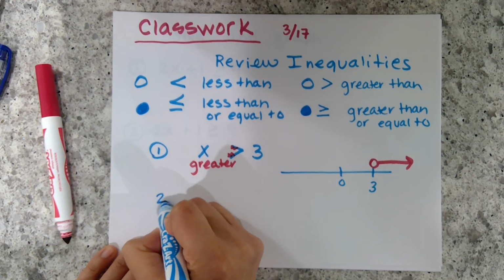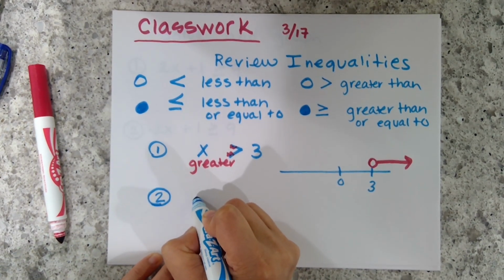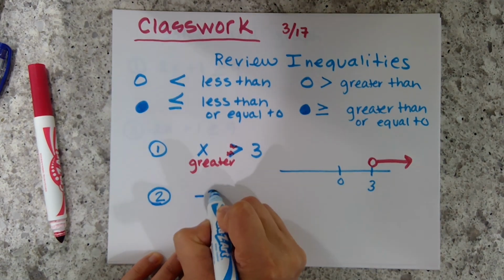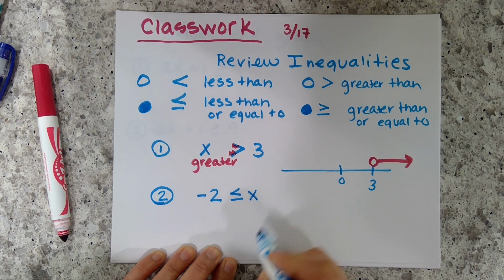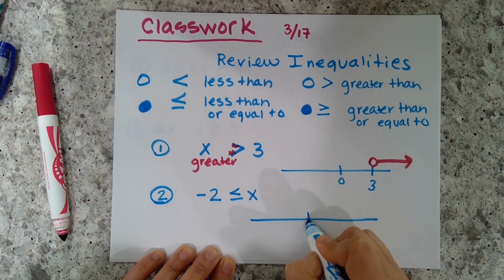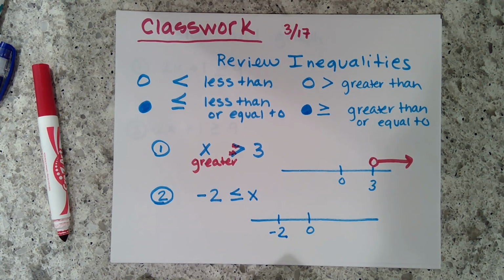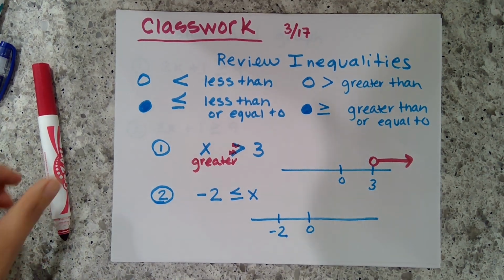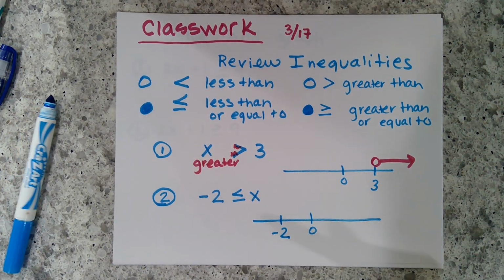Number 2, I'm going to try to trick you with this one. Let's go with -2 less than or equal to x. So do the same thing. Number line, I always do 0, -2. All right, take a minute, decide if it's an open or a closed circle, and then figure out which way your shading is going to be. Hopefully you guys got it.